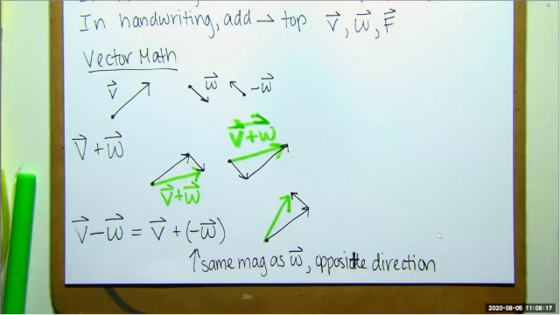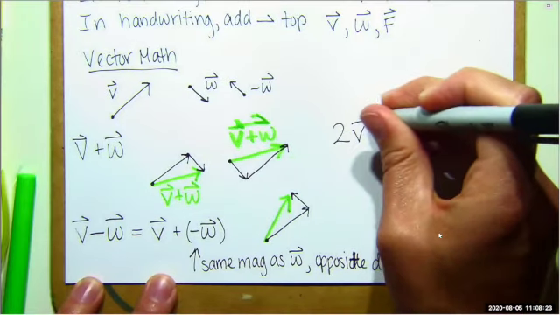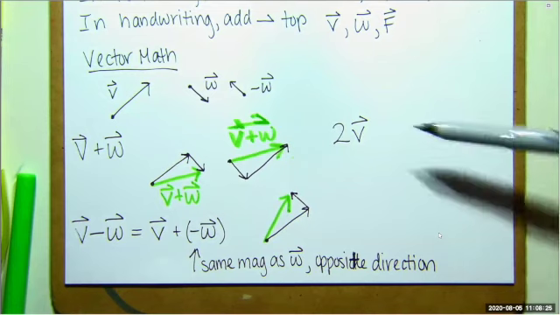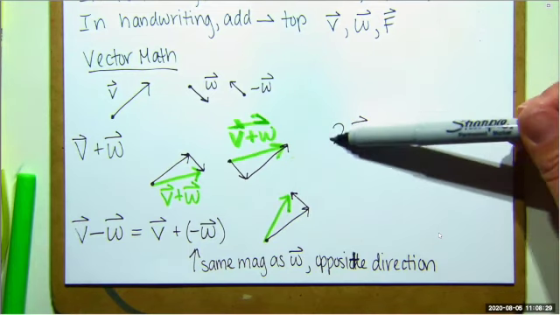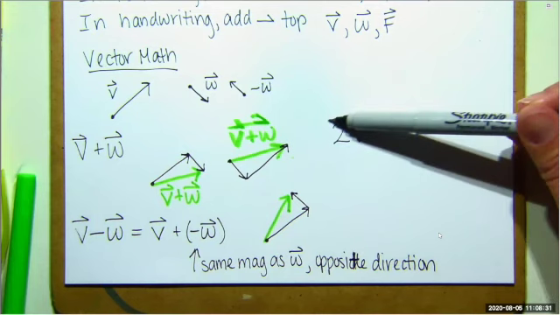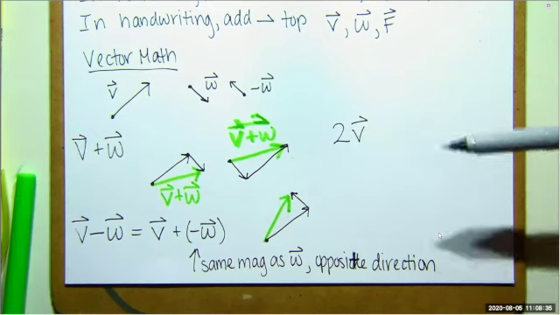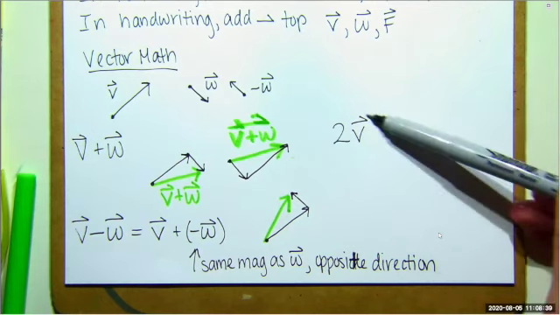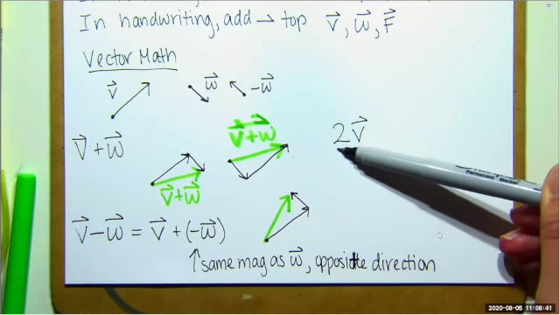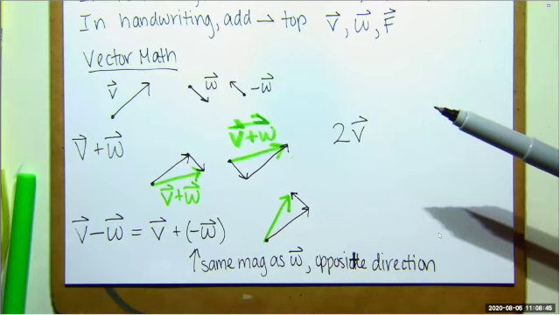The last thing we can do is multiply a vector by a scalar. Okay, so a vector has both magnitude and direction. A scalar is what we call a number that only has magnitude. So this number 2, this is a scalar. It only has magnitude, it does not have direction. Okay, so we can multiply a vector by a scalar. We cannot multiply two vectors together. Mathematically, that doesn't actually make sense.